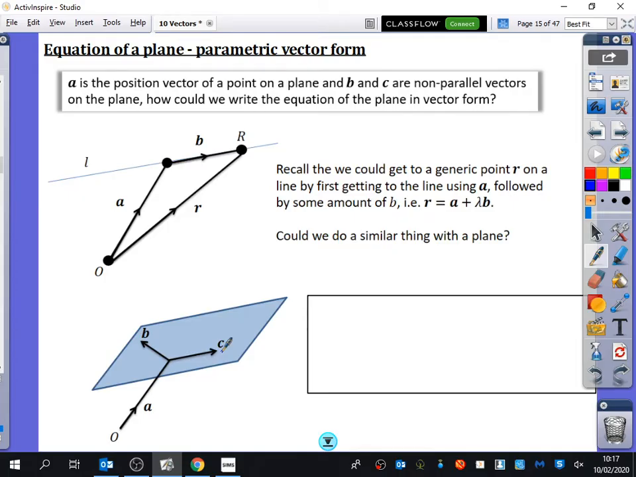Any ideas of how we could use those 3 pieces of information to construct a general position on the plane? Like if you wanted to get to anywhere on this blue surface, how you could do that? A plus lambda b. Good. A plus lambda b plus mu c, because you can't use the same value of lambda. So what we're actually saying here is, first of all, you need to get onto the plane in the same way you just needed to get onto the line. If you just were able to add on some multiple of b, you would be fixed on this line that you've got here. But now you can move in the c direction as well.